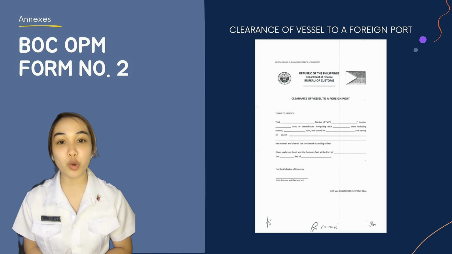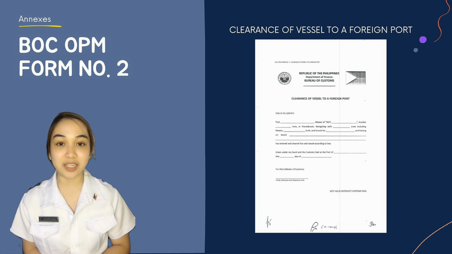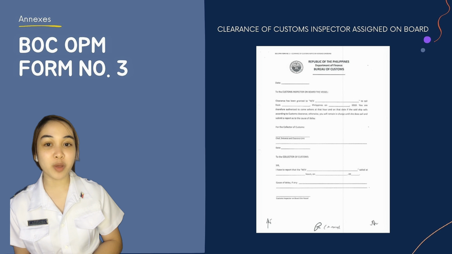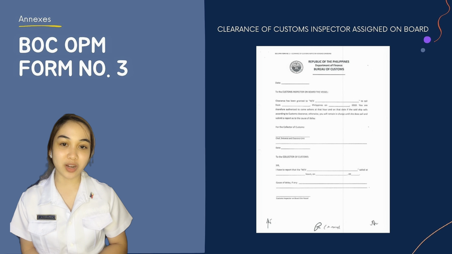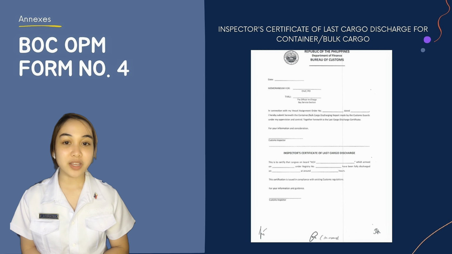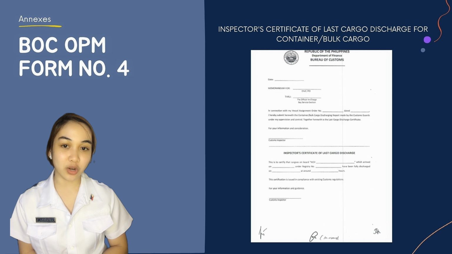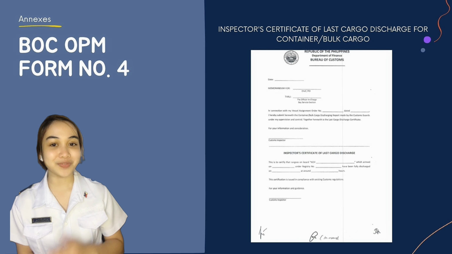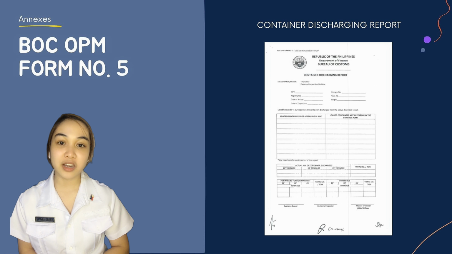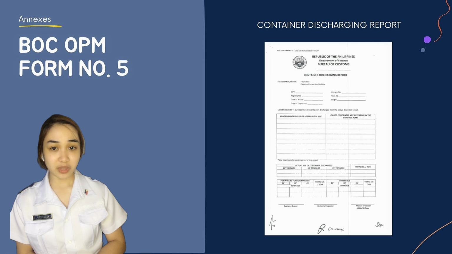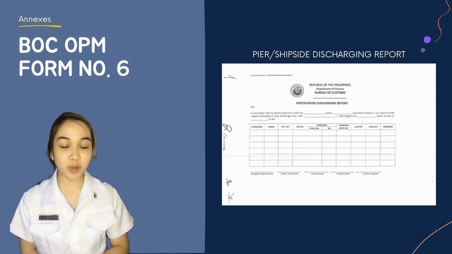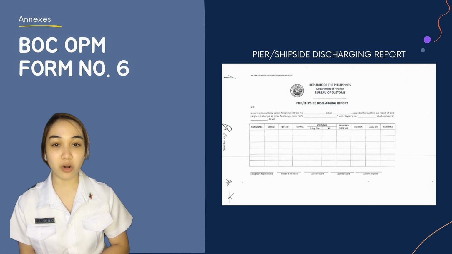And next is the BOC-OPM form number 2, the Clearance of Vessel to a Foreign Port, and this is the form. And next is the BOC-OPM form number 3, the Clearance of Customs Inspector assigned on board. BOC-OPM form number 4, the Inspector's Certificate of Last Cargo Discharge, whether container or bulk cargo. Next is the BOC-OPM form number 5, the Container Discharging Report, and here is what it looks like. Next is the BOC-OPM form number 6, Pier or Shipside Discharging Report.